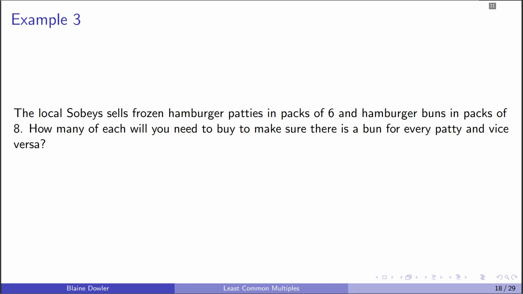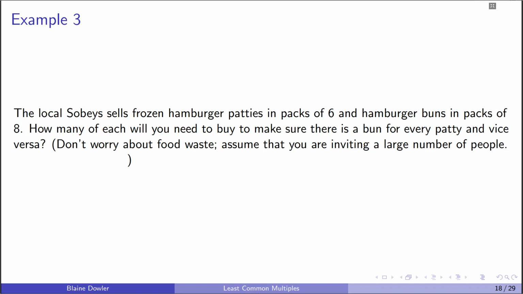The local Sobeys sells frozen hamburger patties in packs of 6 and hamburger buns in packs of 8. How many of each will you need to buy to make sure there is a bun for every patty, and vice versa? This has actually changed a little bit since I made this question. Sobeys is now selling hamburger patties in packs of 4. Regardless, how many of each will we need to buy?